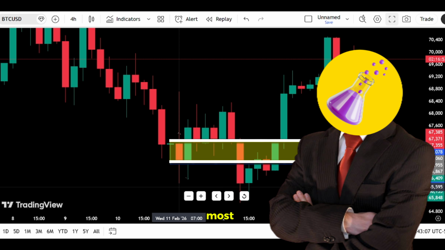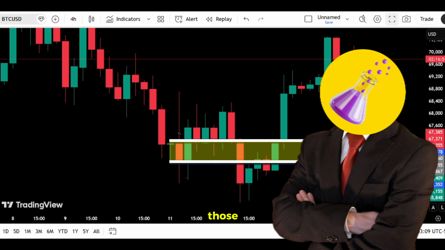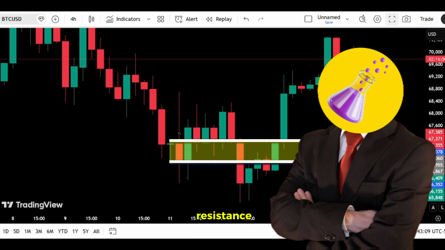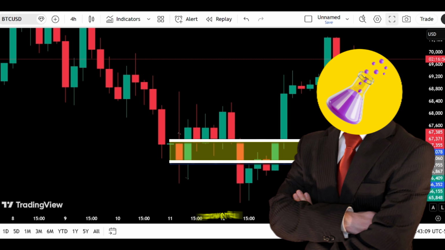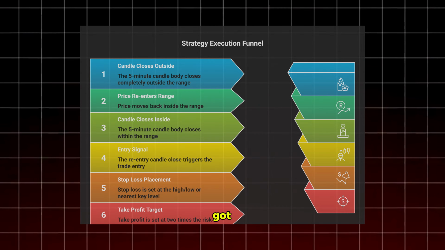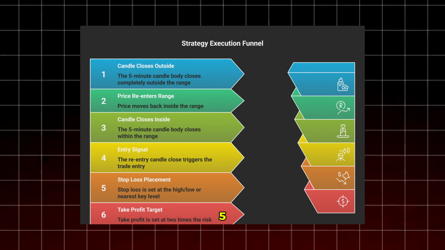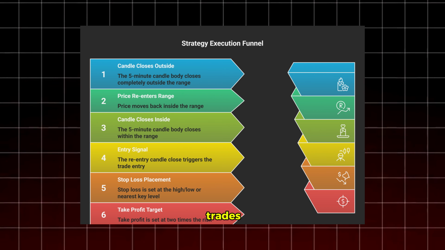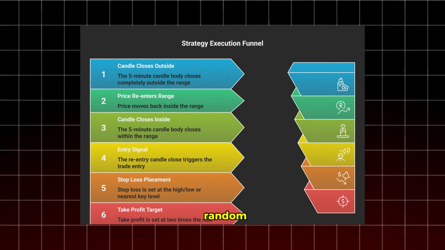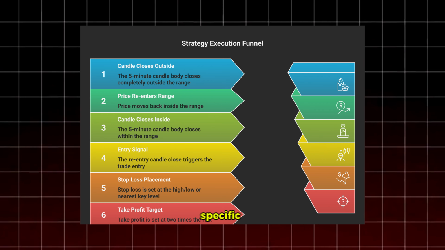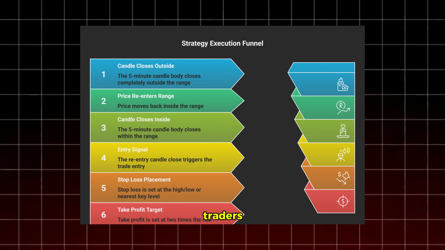But here's where most people mess this up. They think those lines are support and resistance. They're not. They're something way more powerful. Let me explain. Once you've got your range, you drop down to the 5-minute chart. This is where the actual trades happen. But you're not just entering random breakouts. You're waiting for very specific sequences that most traders completely ignore.